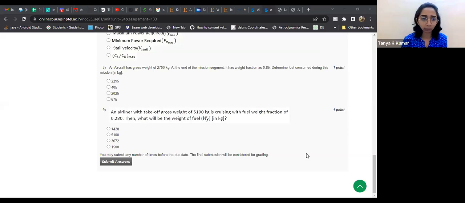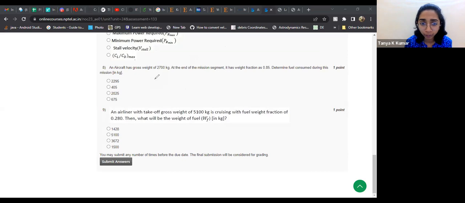This is your assignment 2. Here, the last 2 questions have this thing known as weight fraction. So in this case, what we do is, I cannot write here. Did you go through this question? I'll just go to the PowerPoint to write. So I can write here.